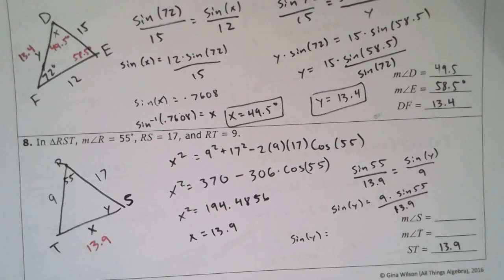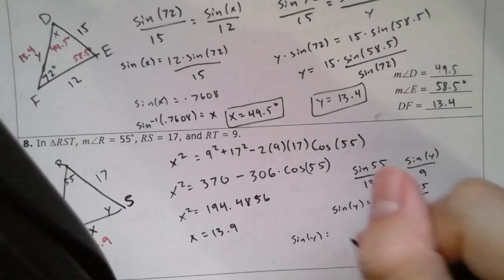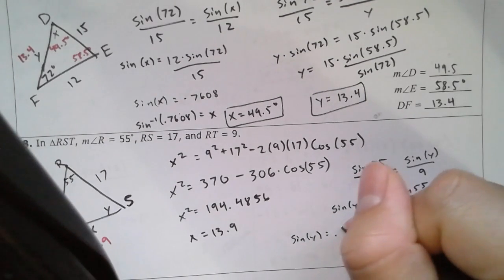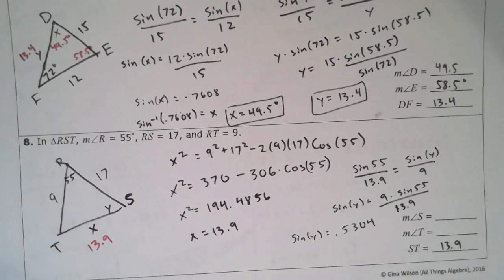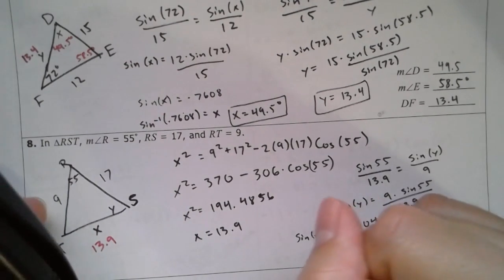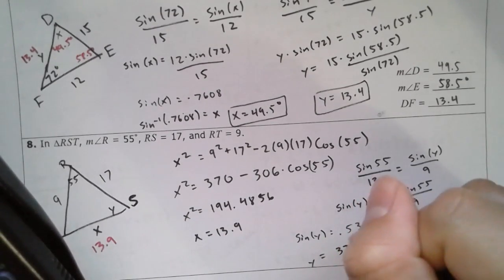So I had another mistake, guys. Apologize. Divided by 13.9. It's actually really late right now while I'm filming this video. So 0.5304. Take the inverse sine. And you're going to get, if you round, that y is equal to 32 degrees.